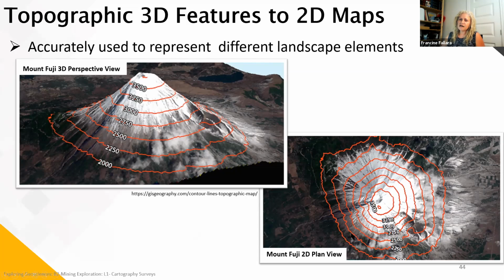So by adding these lines, even if I'm looking at it top view, plan view in 2D, just having the topographic contours, I know that I am looking at a peak. If I represent the same image in 3D, this is exactly what we are looking at in 3D. So the topographic features are necessary to understand a 2D map.